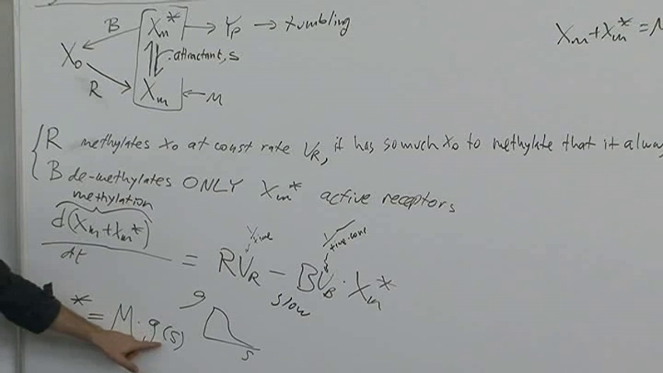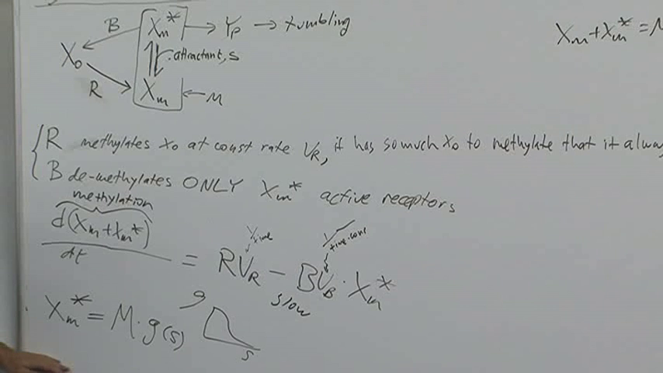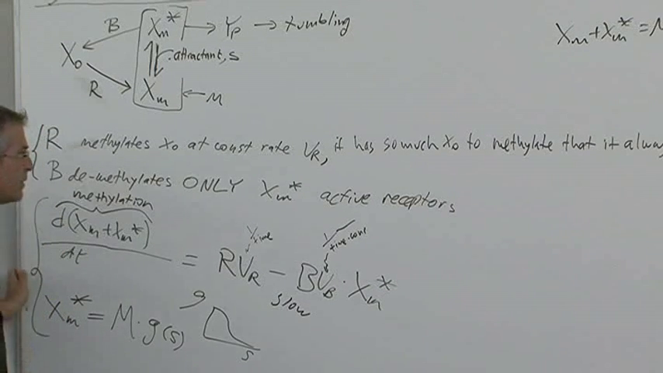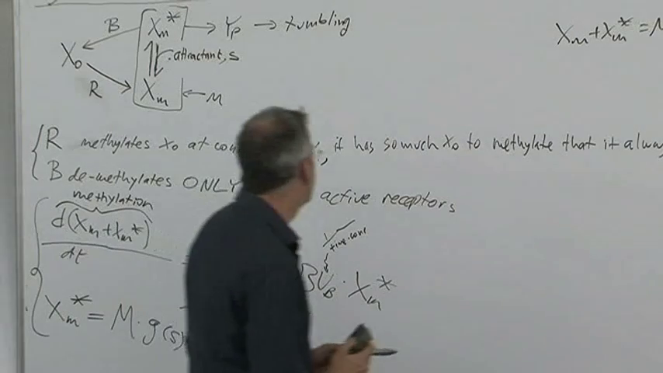The idea is that if I add signal, I have less activity, but then M goes up, up, up, and I come back. So this is the model. Now let's just analyze it.